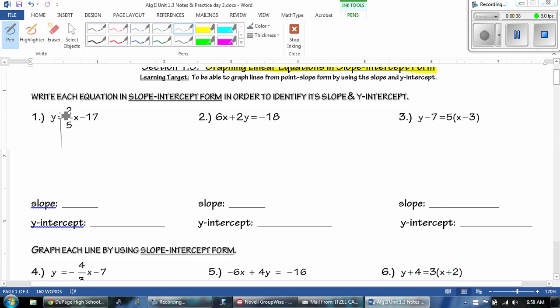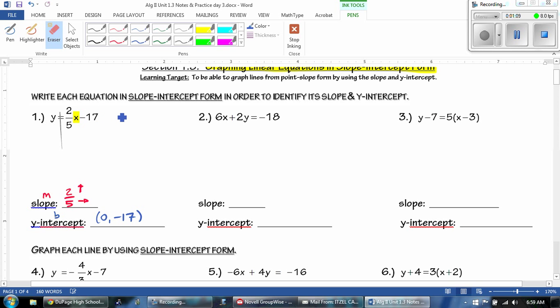Now, looking at 1 right away, the first thing I notice is that the y is already by itself, and there's my x. So I can identify the slope. My slope, which is the variable m, is 2 over 5, which means we would go up 2 and to the right 5. My y-intercept, remember that that is the b, would be 0, negative 17.